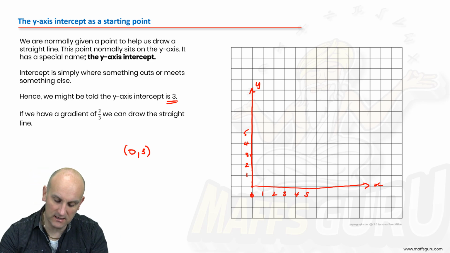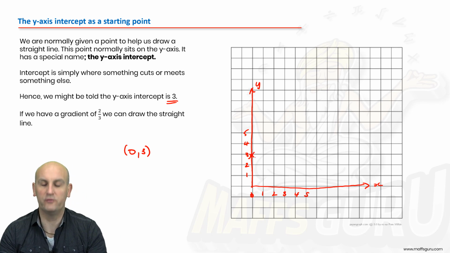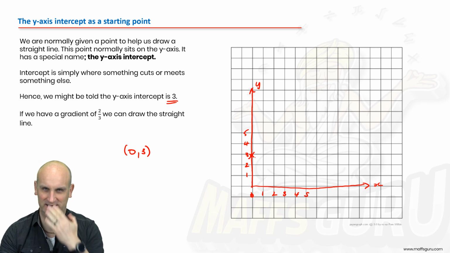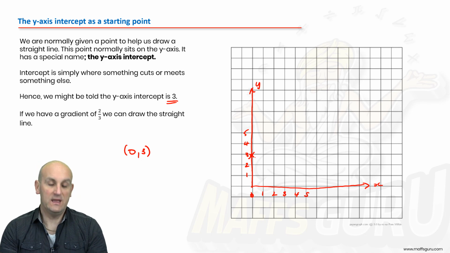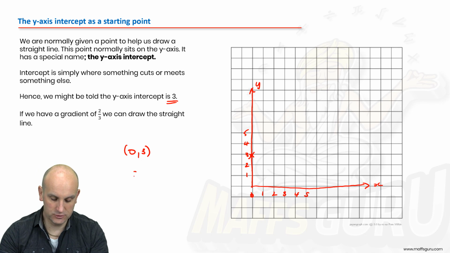So there we go, ladies and gentlemen. There is my first dot. Well, let's do a little kiss now. Anyway, now we have a gradient of 2/3.